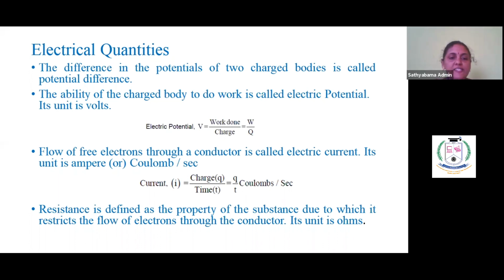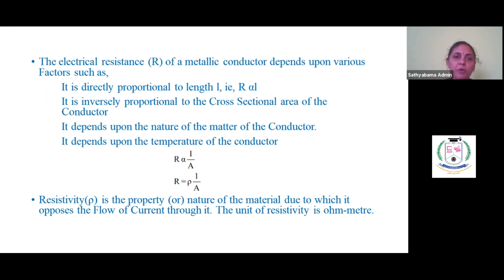Next is resistance. Resistance is defined as the property of the substance due to which it restricts the flow of electrons through the conductor. Its unit is ohms. Now this resistance depends upon four factors. First one, it is directly proportional to the length of the conductor, so it is written as R is proportional to L. Next, it is inversely proportional to the cross-sectional area of the conductor. So R is proportional to 1 by A, where A is the cross-sectional area of the conductor.